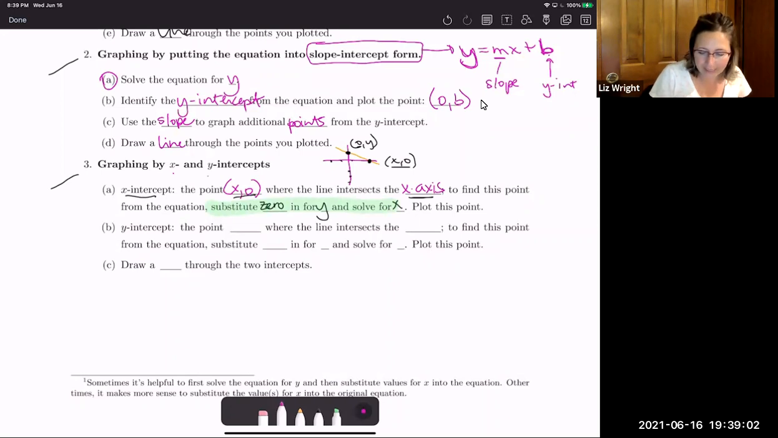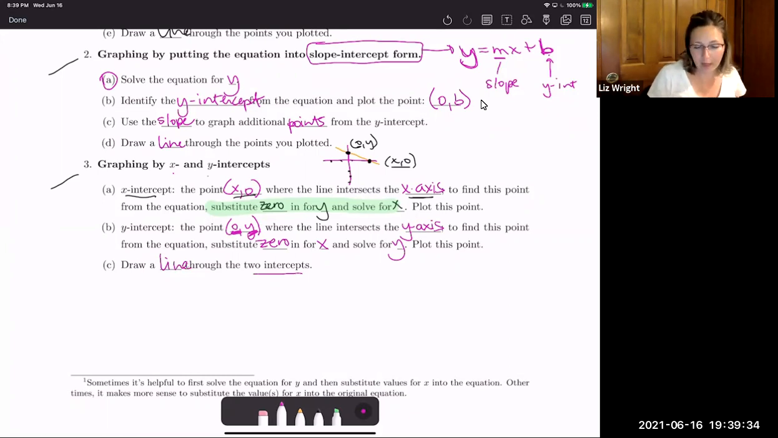For our y-intercept, we've got the point (0, y) where the line intersects the y-axis. And to find this point from the equation, we are going to substitute 0 in for x, just like it says here, 0 in for x. And what are we going to solve for? We're going to solve for y. Then we're going to plot that point. And finally, we are going to draw a line through the 2 intercepts.